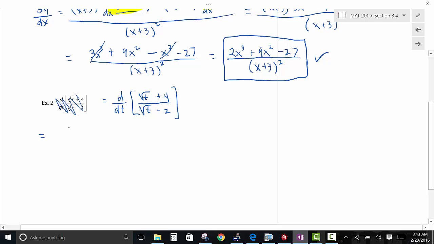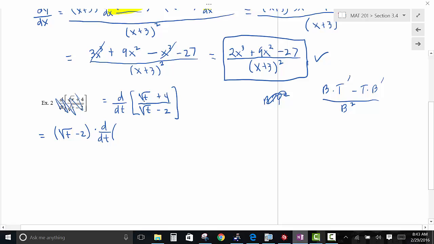All right, so here's how it goes. Bottom times derivative of top, minus top times derivative of bottom, all over the bottom squared. You don't need to write that down. I'm just putting that on there to refer to. So go ahead and start. Write down the bottom. Don't touch it. Then we're going to multiply by the derivative of the top. Now, I would recommend, what do you have to do if you're going to take a derivative of a square root anyway?